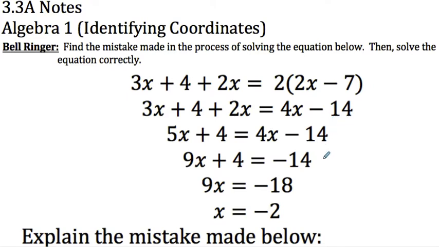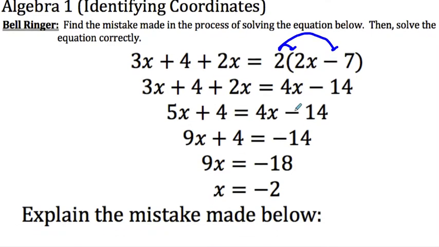Here's a problem done out, and we want to know where is the mistake. So look at this first step here. They took the 2 and multiplied it through. 2 times 2x and 2 times -7. Is that correct? Yes, this step is correct. 2 times 2x is 4x, 2 times 7 is 14, so that step is correct.